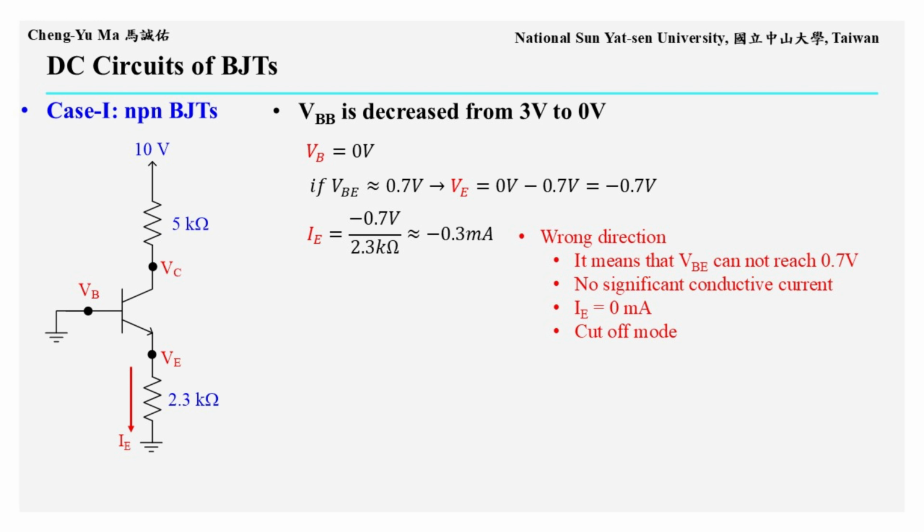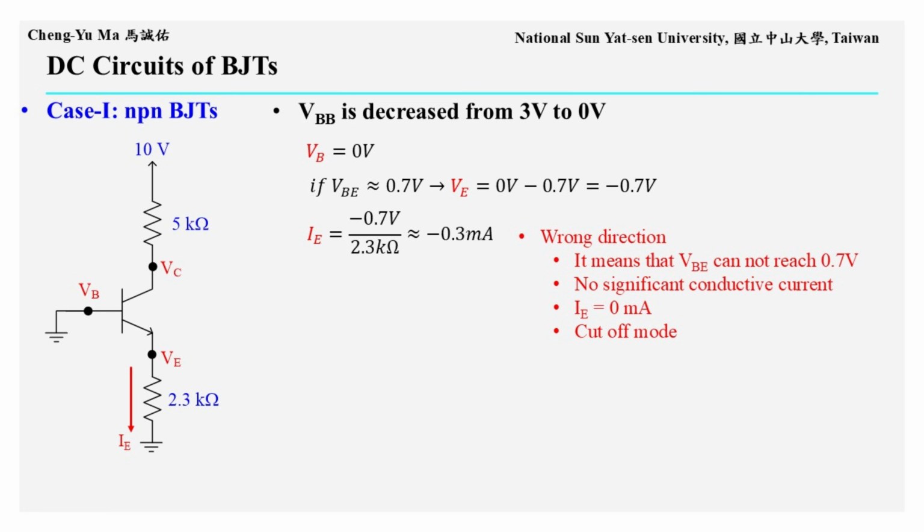Finally, let's examine the same circuit when the base DC bias VBB is decreased from 3 volts to 0 volts. If VB equals 0 volts and we try to force VBE to be 0.7 volts for forward conduction, then VE would have to be 0 volts minus 0.7 volts, or negative 0.7 volts.